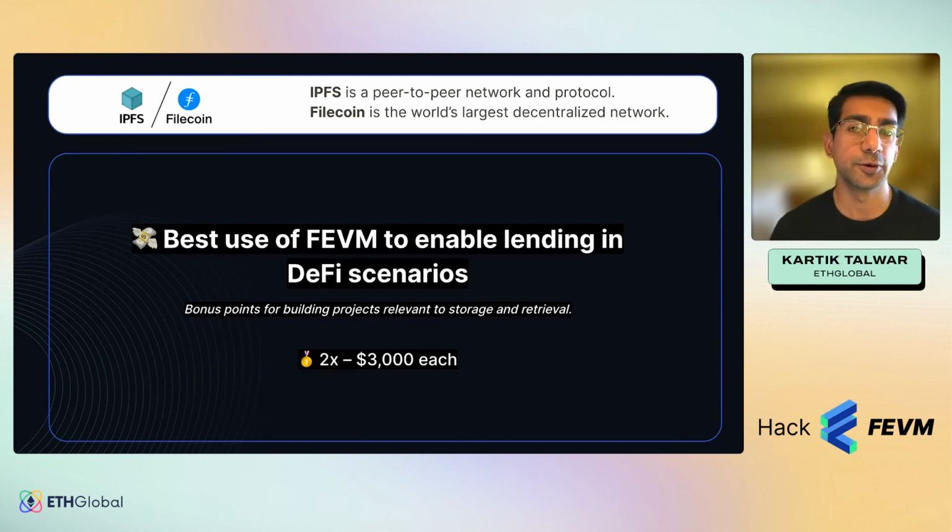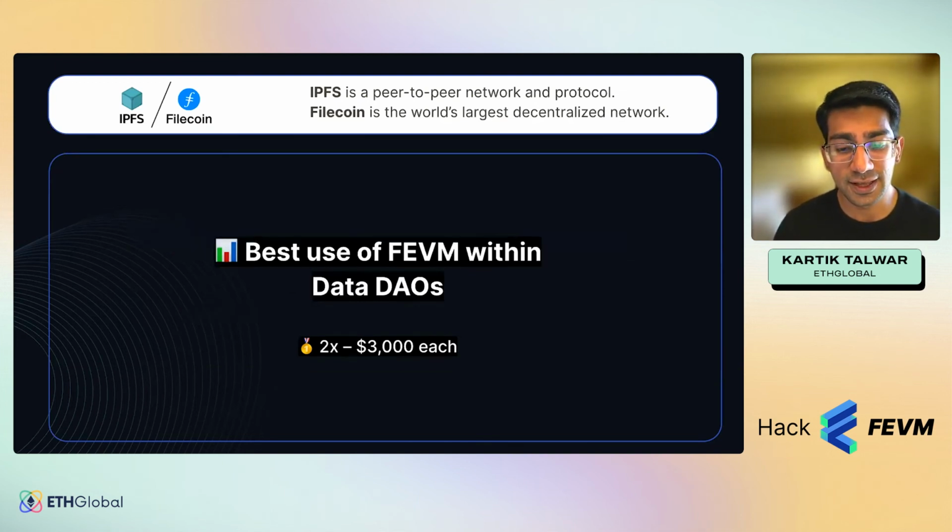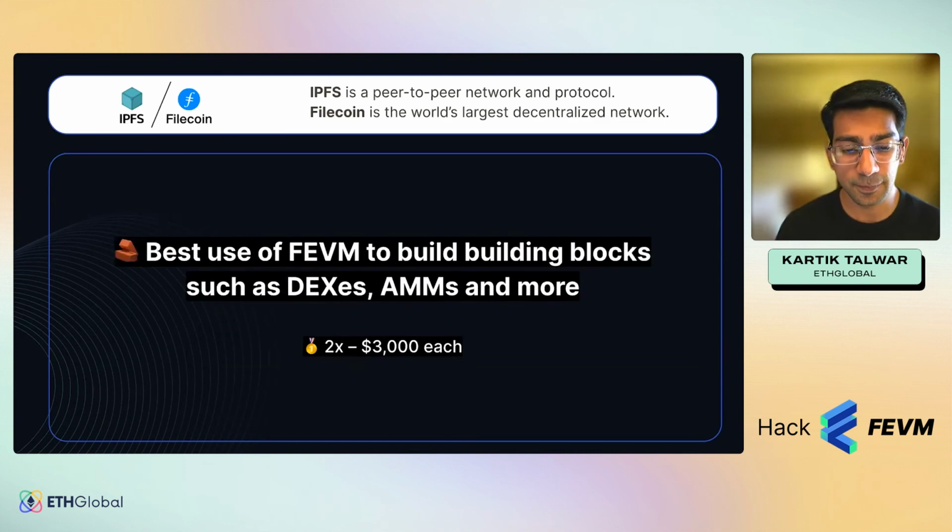Then there are subcategories for how you can best check out what is possible and extend the use cases here. So the best use case for lending and DeFi will be receiving $3,000. There's going to be two winners here. And you'll have bonus points for also integrating any storage or retrieval market use cases as part of this category. We also want to make sure that we get to do some cool experiments with data DAOs, and the best use of FEVM within that data DAO will have two recipients winning $3,000 each.